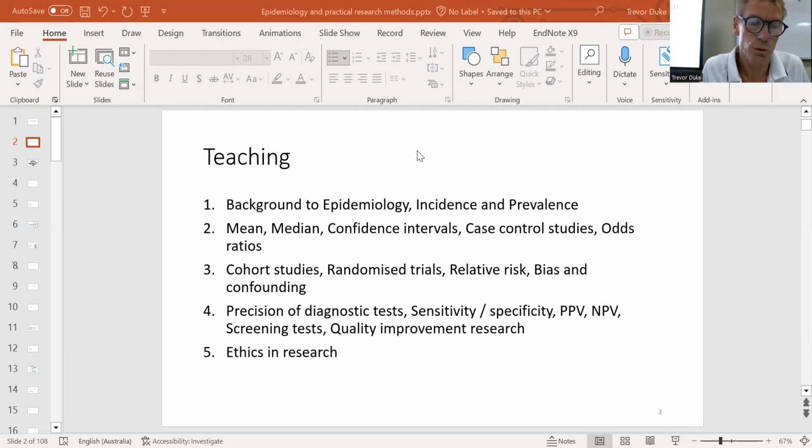And then in the fourth talk, we'll talk about precision of diagnostic tests, and the way we measure that is with sensitivity and specificity, and a thing called the positive predictive value or the negative predictive value. We'll talk about screening tests and some quality improvement research. And then lastly, we'll talk about ethics in research and some other research processes. So all up, it should help you at least understand the basics of research and understand how you go about doing your projects.